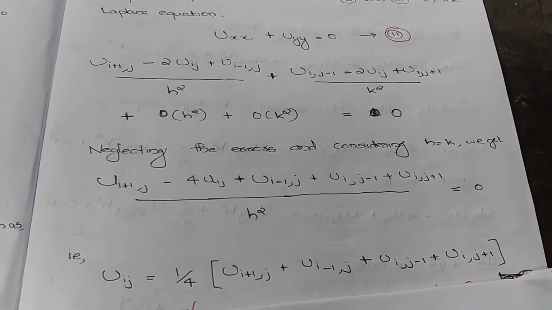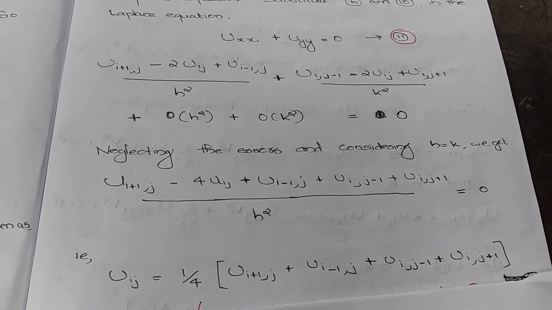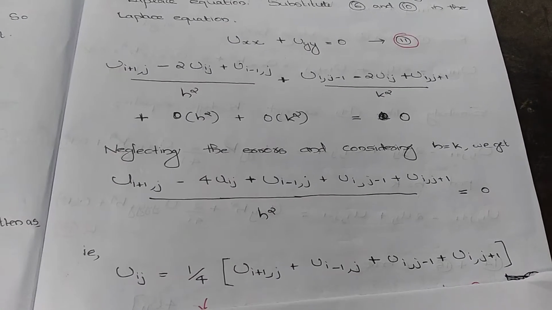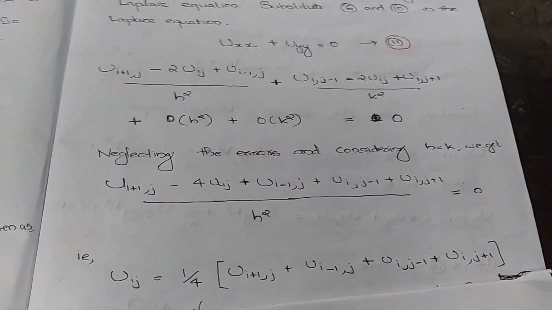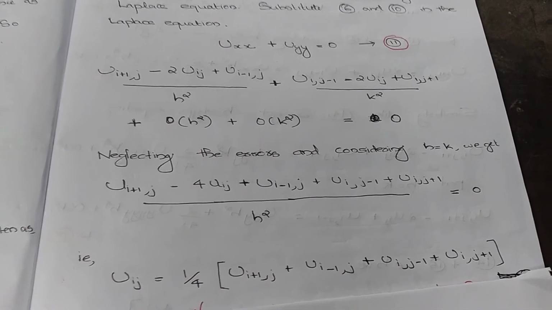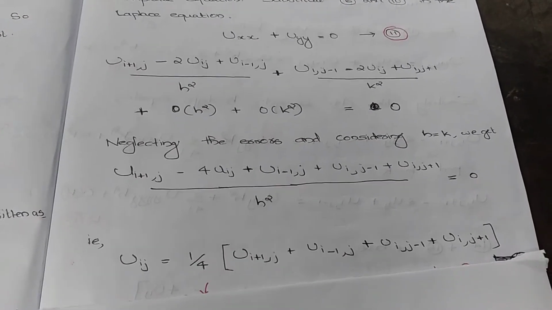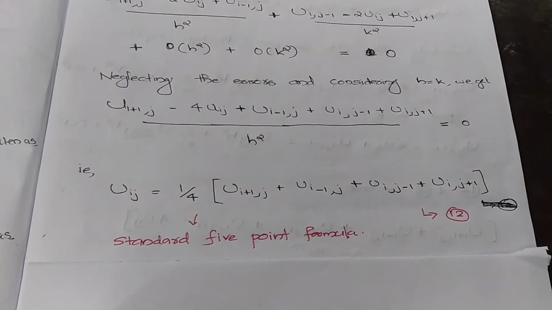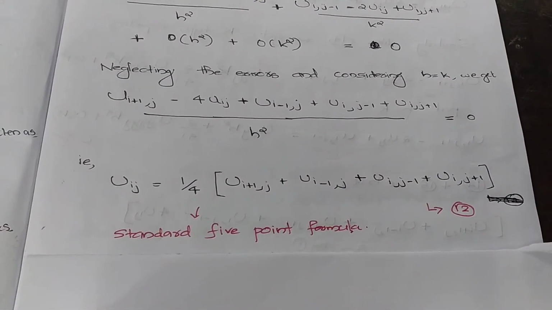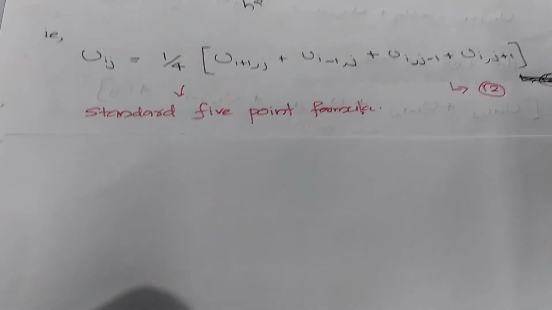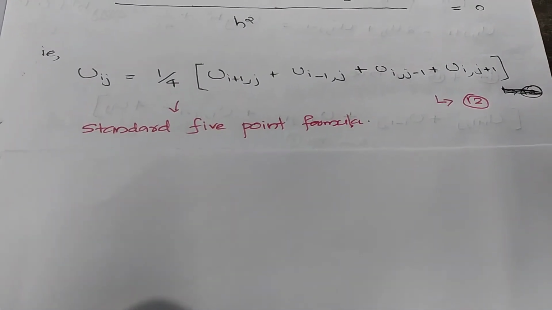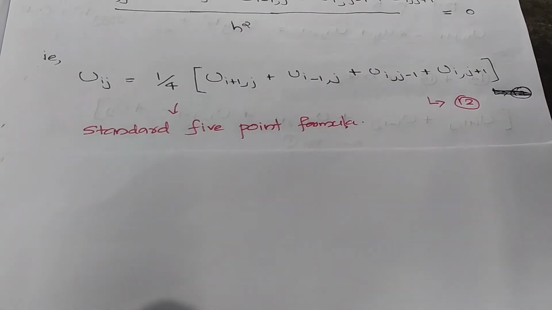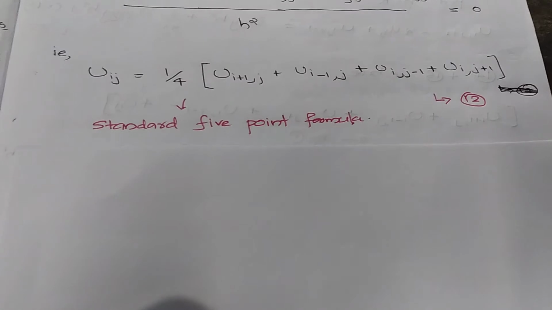We have to neglect the higher order terms of h square and k square, and considering the errors, put h is equal to k. We can add these, and we get the following solution, which is called the standard 5-point formula. Equation 12 is called the standard 5-point formula. We can see that here 5 points are there: u(i+1,j), u(i-1,j), u(i,j-1), u(i,j+1), and u(i,j).